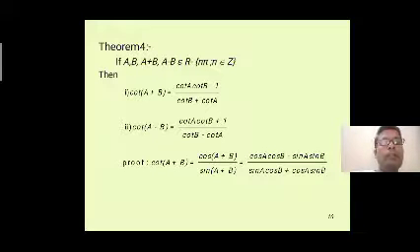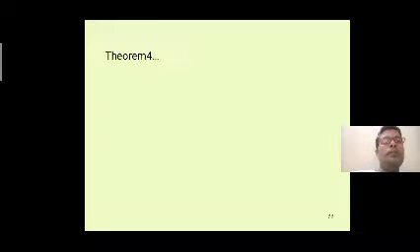Cot of A plus B equals, we know that cot A is cos A by sin A, so we write the same as it is: cos of A plus B by sin of A plus B. We apply the cos of A plus B formula and, in the denominator, the sin of A plus B formula. We write cos A cos B minus sin A sin B divided by sin A cos B plus cos A sin B.